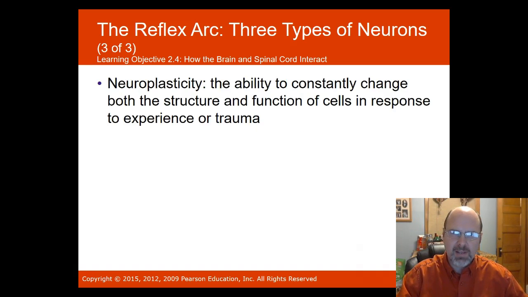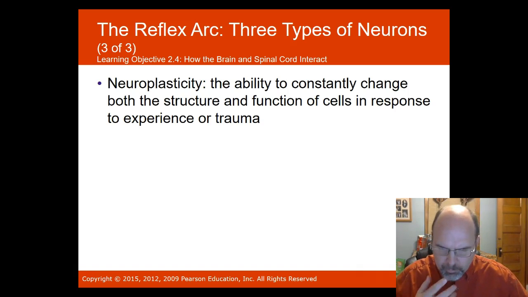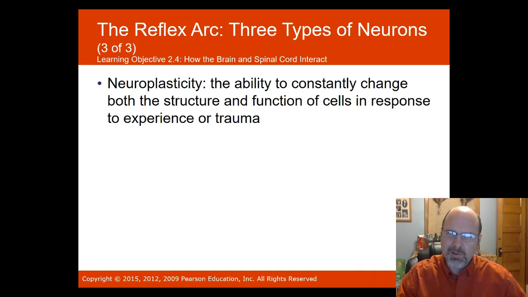Neuroplasticity is the ability to constantly change both the structure and function of the cells in response to experience or trauma. Transplanting stem cells has also been shown to be helpful in repairing damaged or diseased brain tissue, which shows the ability of our neural system to heal itself.